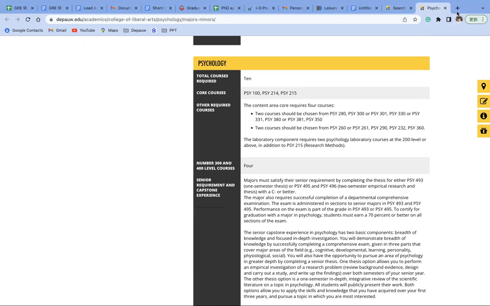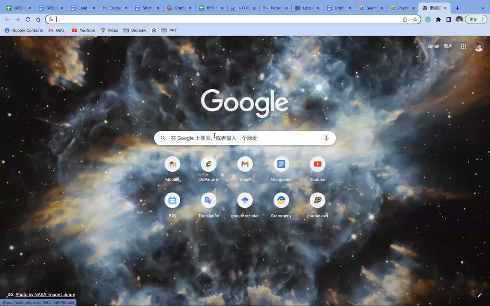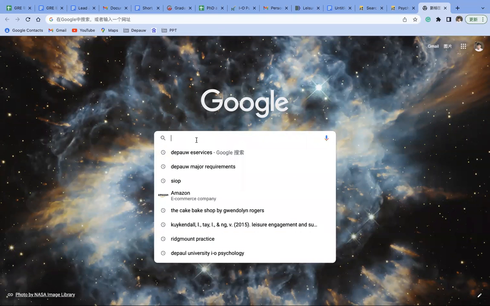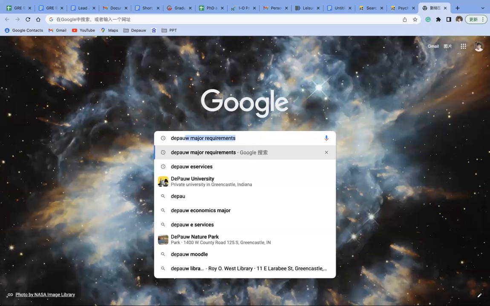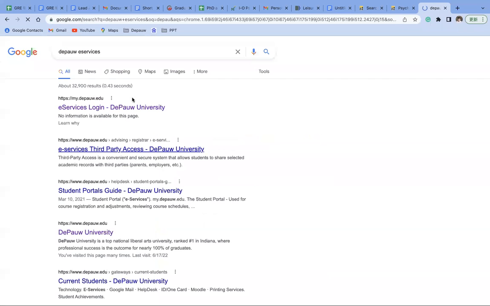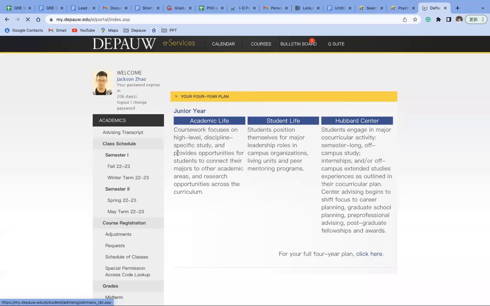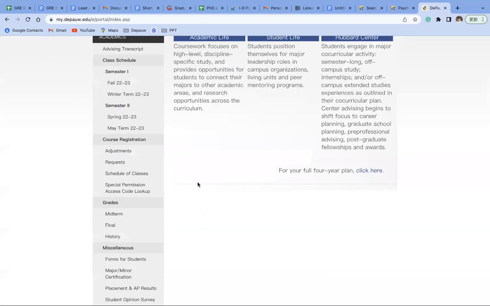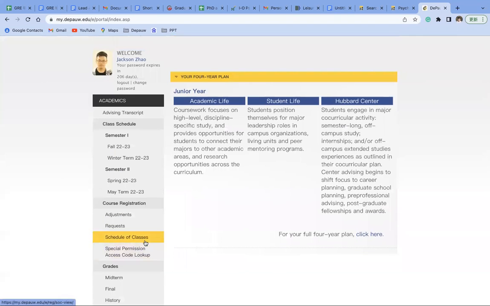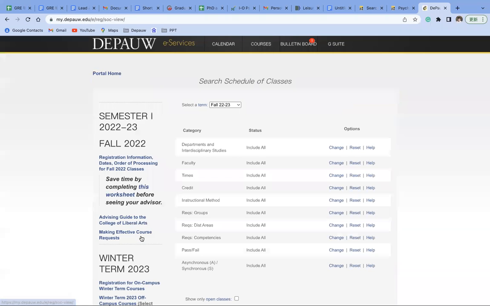The second thing I want to talk with you about is class registration. The first thing you want to do is go into DePauw Services and log in. Because I already have a student account, it automatically sends me into this website. The first thing you want to find is the schedule of classes, which is under course registration.